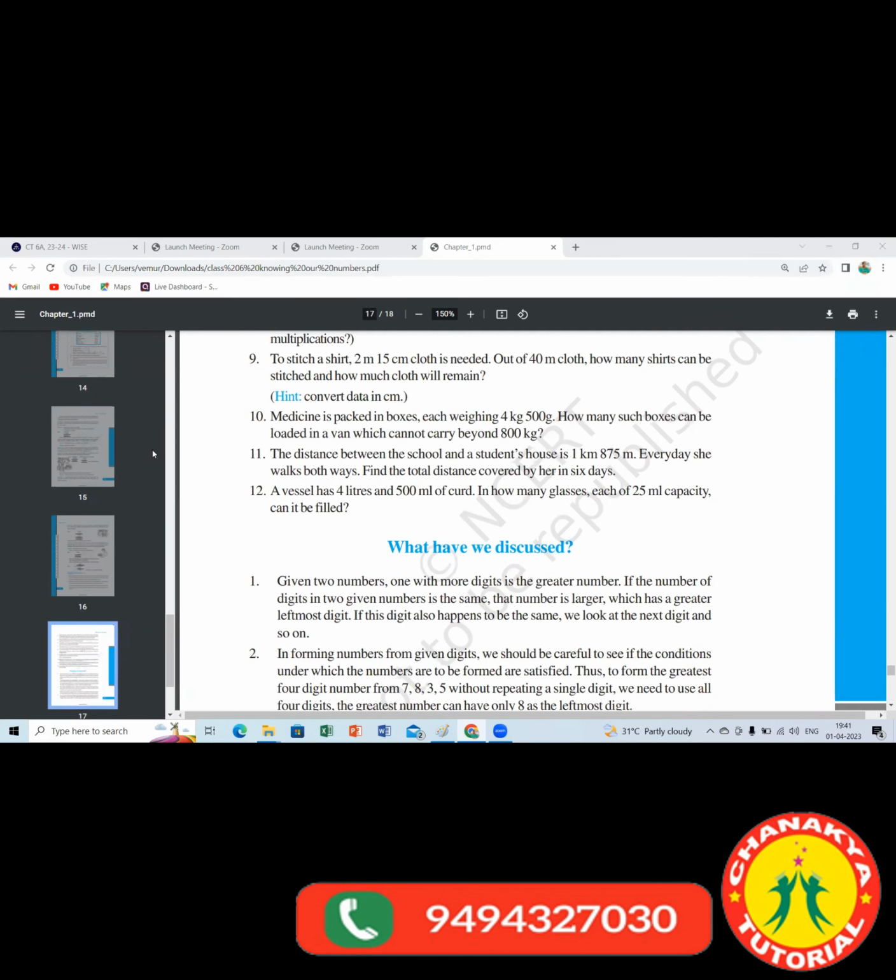If you walk that much distance in 6 days, how much are you doing? Ma'am, 22,500. So can we write it as 22 kilometers and 500 meters? Yes, ma'am. Right. That is the distance walking in a week, in 6 days.